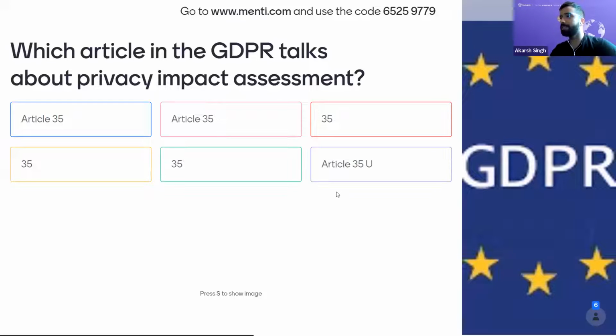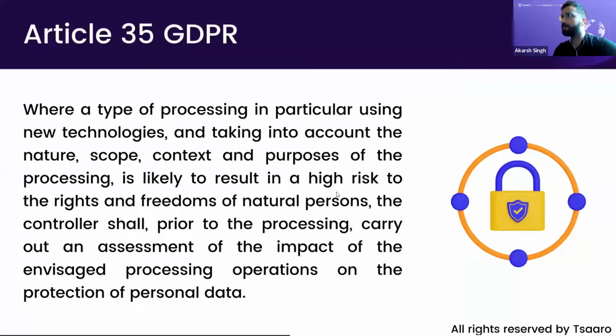35. This is cheating, by the way, but it's still fine because it's an easy question. Somebody knows, then everybody knows. Okay. So Karthik, over to you.